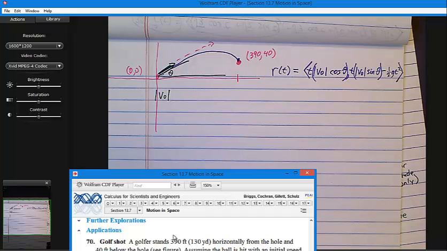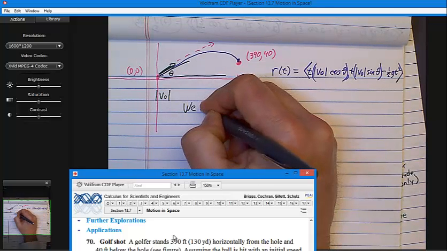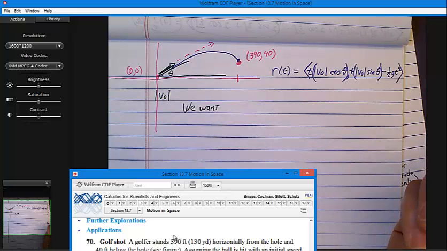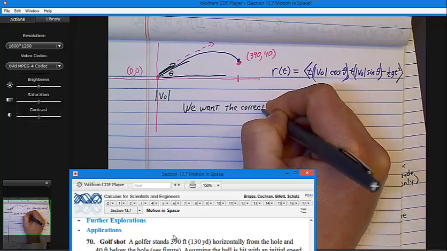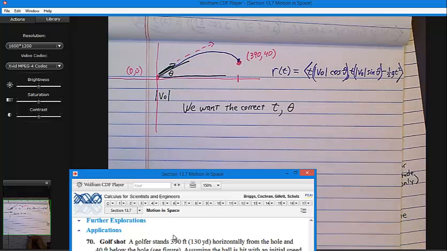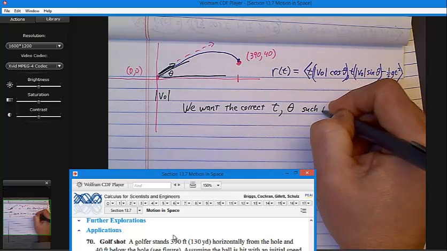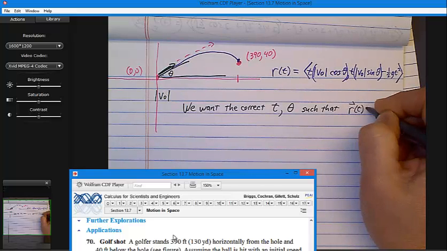And so I think I'm ready at this point to try and write down what I need. Basically, we want the correct angle, the correct t and theta, because we don't know either of those. We want the correct t and theta such that r of t will equal 390, 40.